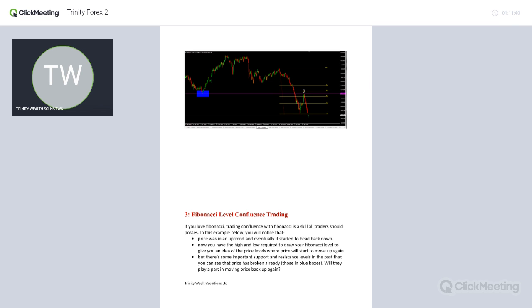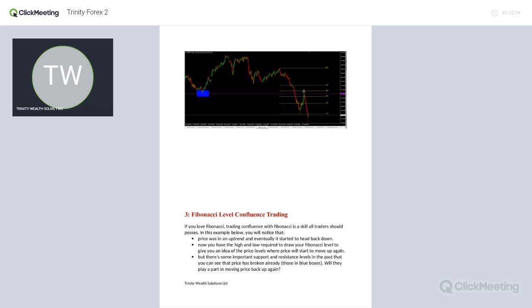Then you're looking at the number 3 type of confluence trading, and that's Fibonacci level confluence trading. If you love Fibonacci, which I'm sure we all do now that you know how to draw it, trading confluence with Fibonacci is a skill all traders should possess. In this example below, you will notice that price was in an uptrend and eventually it started to head back down. Now you have the high and low required to draw your Fibonacci level to give you an idea of the price levels where price will start to move up again.